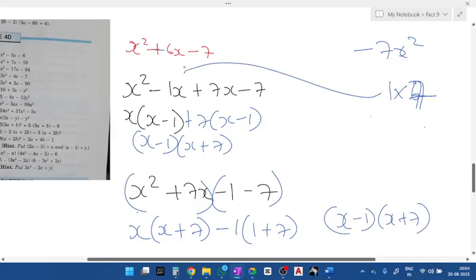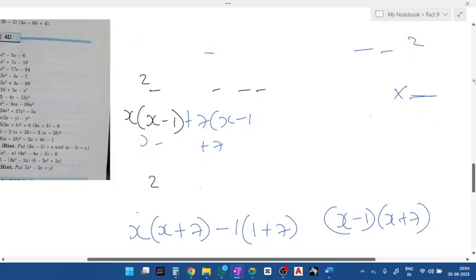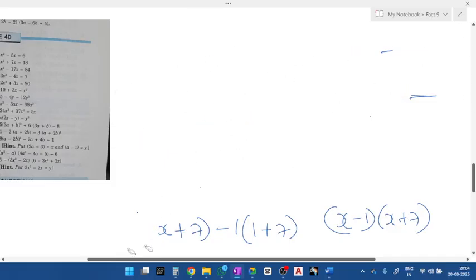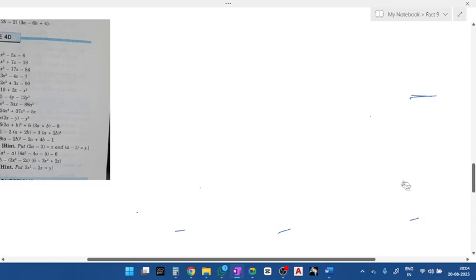So you can take minus 1 first. You can take 7 first. Take any value, you'll get the answer. The concept is split the middle term. That's it. Split the middle term as per the factors. Whatever factors you get, split it.